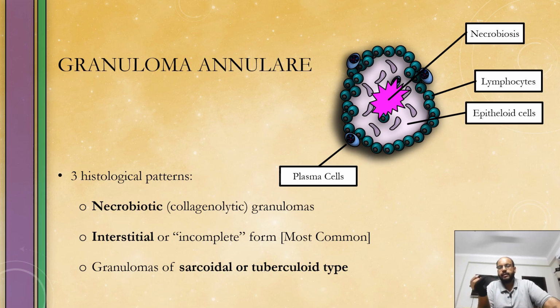Granuloma annulare is a prototypic dermatosis showing necrobiotic or collagenolytic granulomatous tissue reaction pattern. There are three histological patterns. Okay, the three histological patterns are necrobiotic or collagenolytic, interstitial or incomplete, which is the most common form, and granulomas of sarcoidal or tuberculoid type. So in the third type, you see more of sarcoidal type or tubercular type of granulomas with necrobiosis, but the necrobiotic granuloma tissue reaction pattern is seen in granuloma annulare.